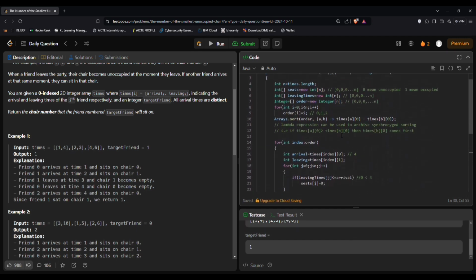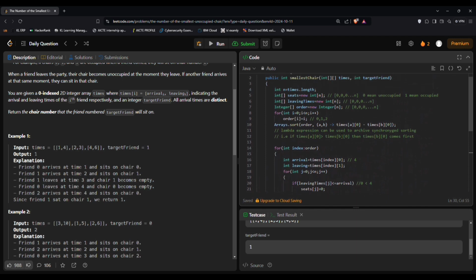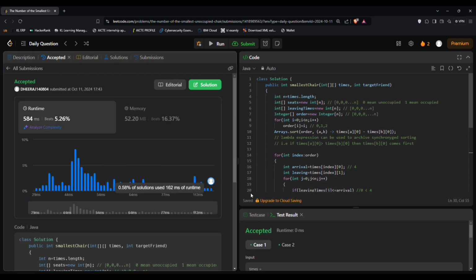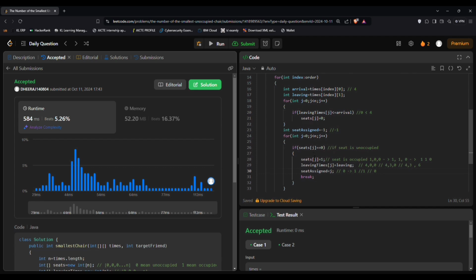This is the way the code works. I will be giving the code in the description also. It works, but the time complexity is n cubed. That is the only drawback, but it is a brute force approach and easily understandable.